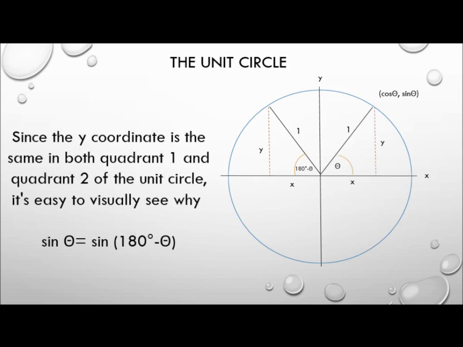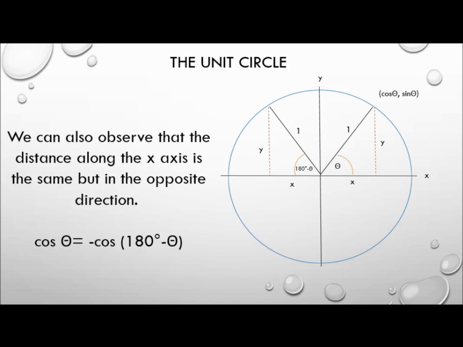And since the y-coordinate is the same in both quadrant 1 and quadrant 2 of the unit circle, it's very easy to visually see why sine theta is equal to sine of 180 degrees minus theta. We can also observe that the distance along the x-axis is the same but in the opposite direction. So the cosine of theta is equal to the negative cosine of 180 degrees minus theta.